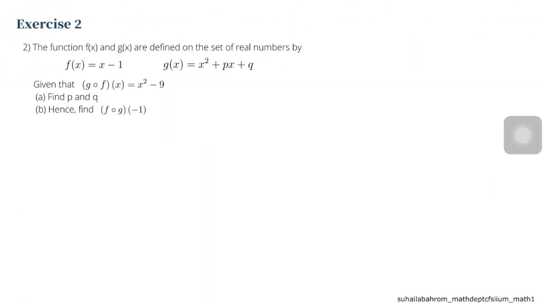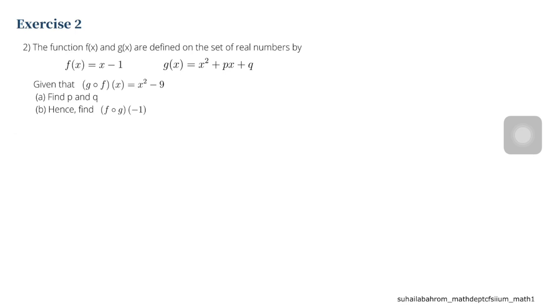Now let's proceed with exercise 2, question number 2. The functions f(x) and g(x) are defined on the set of real numbers by f(x) is equivalent to x minus 1, g(x) is equivalent to x squared plus px plus q. So we have two unknowns here, p and q, and given that g composite f is equal to x squared minus 9, find p and q.